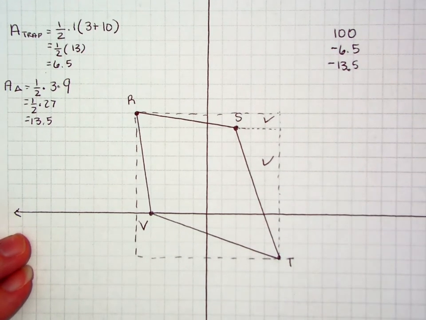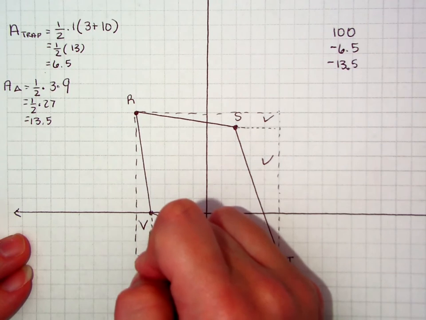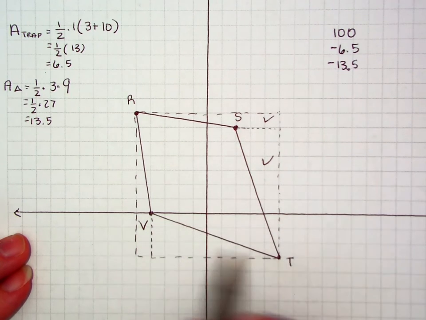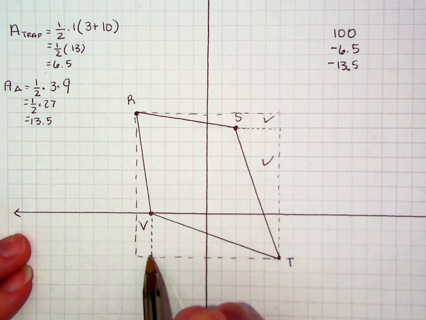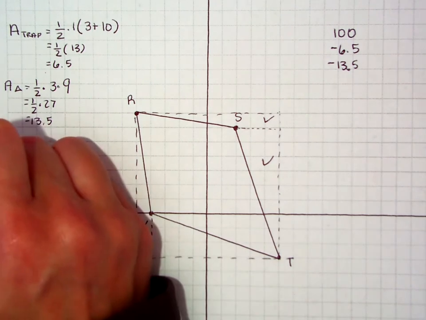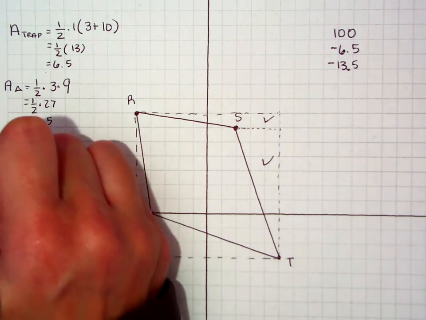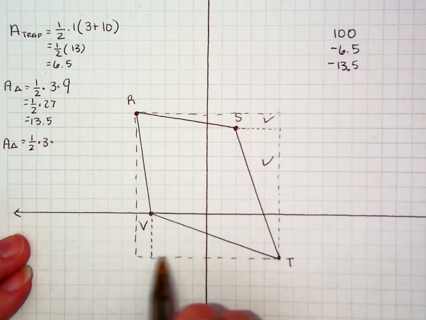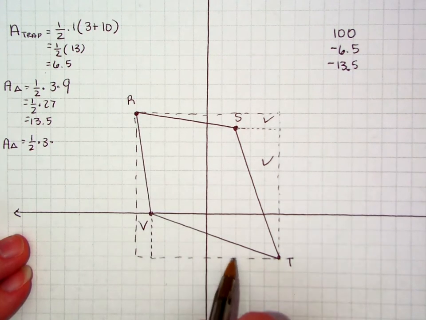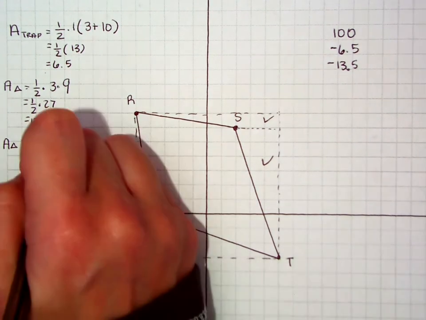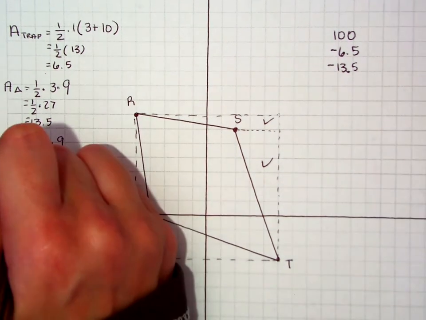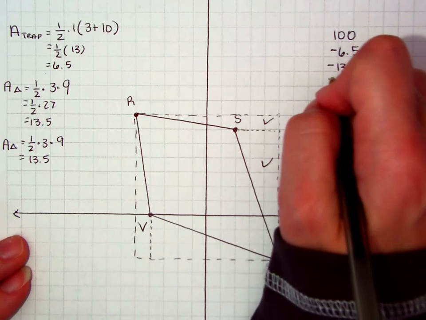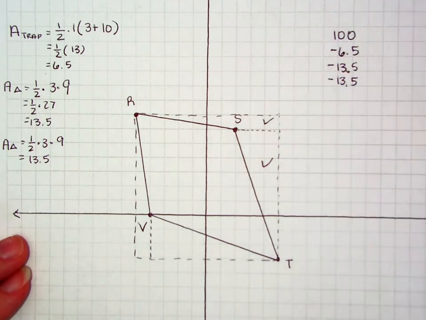Now we're going to do it again. This time I'm going to put the lines here, so you'll see I have a right triangle right here. I see I have 1, 2, 3 units, so the area of this triangle is 1/2 times the 3 units times, starting here, 1, 2, 3, 4, 5, 6, 7, 8, 9. So again, we have 1/2 times 3 times 9, which is 13.5. So here we're going to subtract another 13.5.